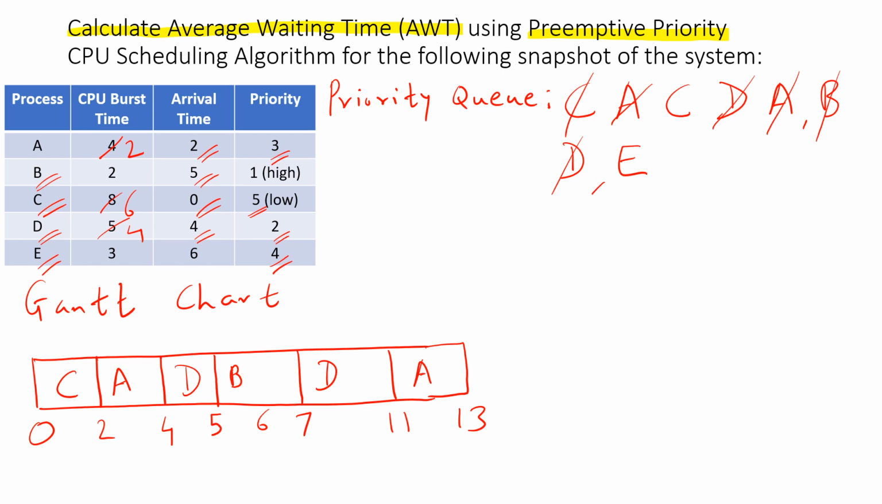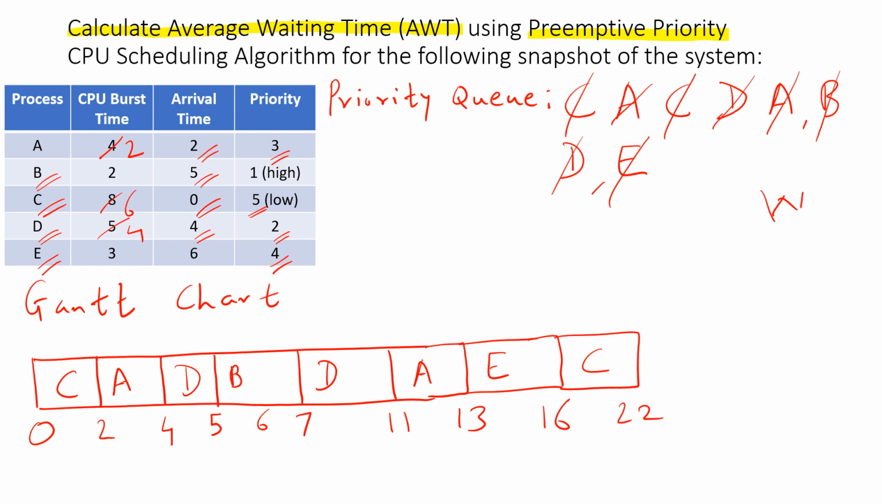And then we are left with C and E. Priority for C is 5, priority of E is 4, so naturally E gets the CPU. E will use it for the next 3 time units because it needed CPU for 3 time units, so that is up to 16. And then finally we have C, and C will use it for the remaining part, that is 6 more units. So 16 plus 6, that is 22.